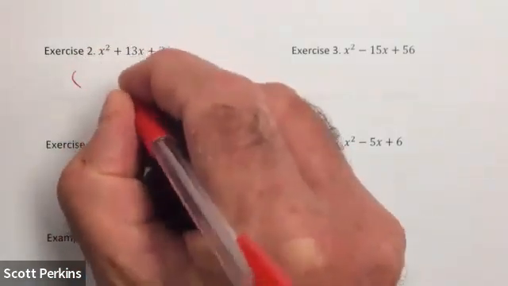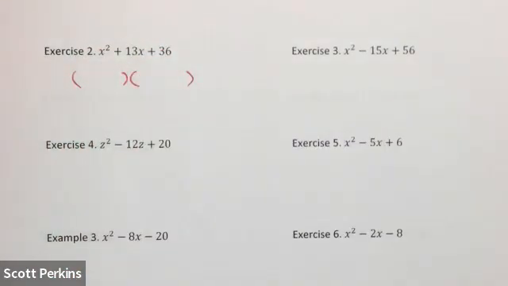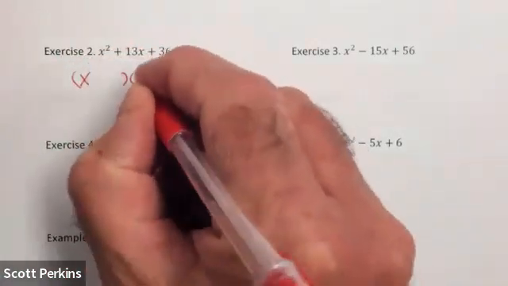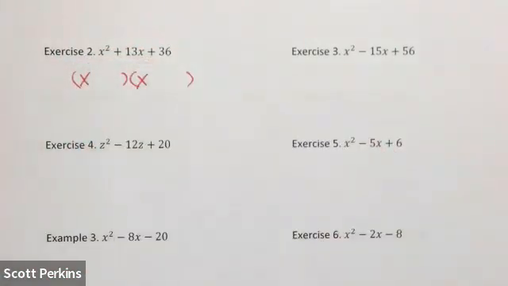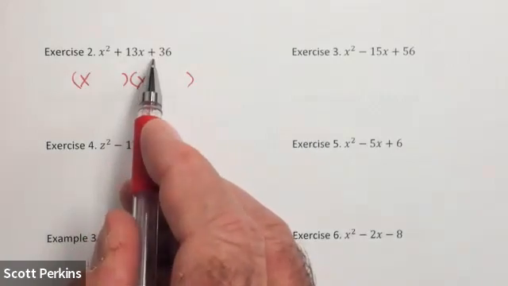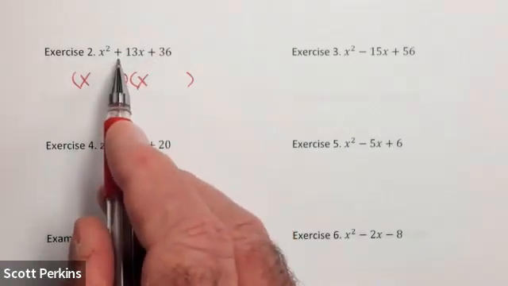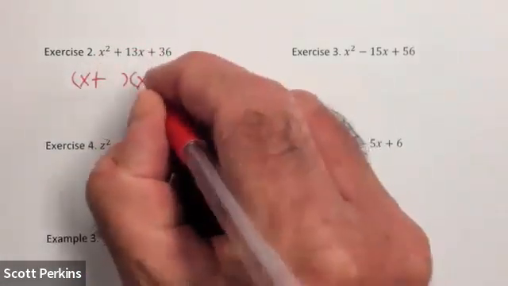All right, let's see how you did reading the clues on this one. Once again, there's a 1 in front of the squared term, so I can jump right into my 2 sets of parentheses right here. I'm almost positive you would tell me x squared has to be x times x. So we're good to go. Now, next thing, what are my signs? What do they have to be? This plus 36 tells me they're either both positive or both negative. And the plus 13 says both positive.